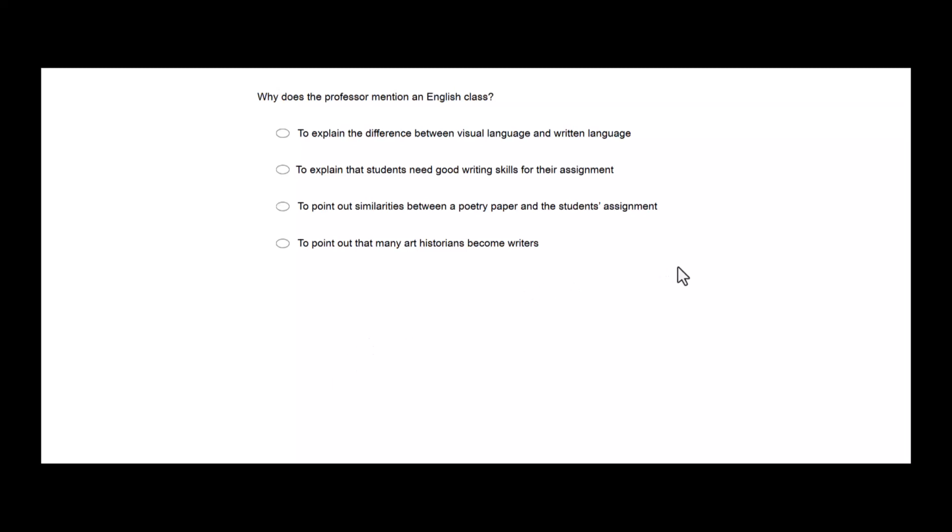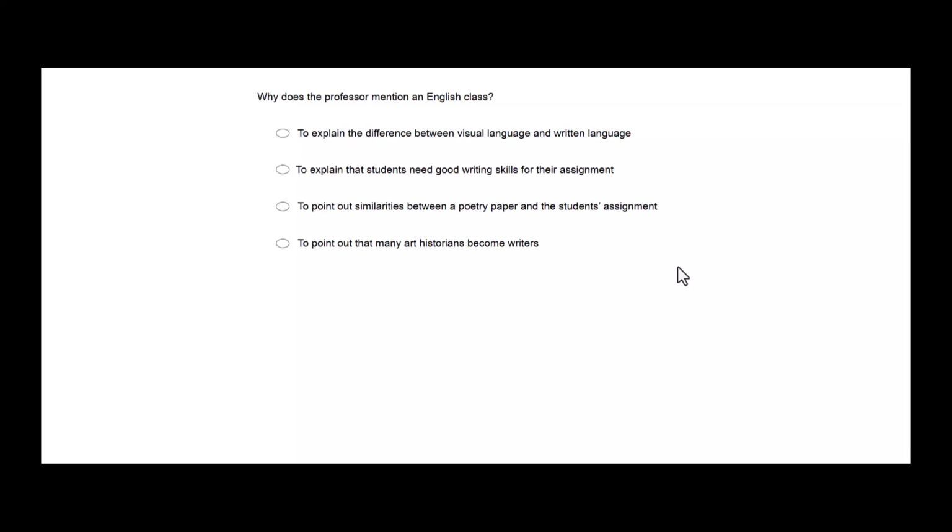The second one, to explain that the students need good writing skills for their assignment. Again, this option is rejected, and we mentioned the purpose of this attempt on the professor's part. He wanted to address the students' concern for the assignment, and he wanted to remind them of doing something similar, carrying out a similar assignment, similar to writing a formal analysis, I mean.